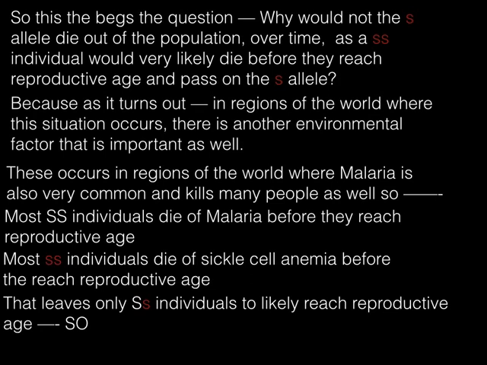Well, this doesn't happen, as it turns out, because in these regions of the world there's another environmental factor that's important as well. In the regions where you have a high prevalence of sickle cell alleles, malaria is also very common, and that disease, caused by a parasite, kills many people as well. So most of the homozygous dominant big S individuals will die of malaria before they reach reproductive age. Most homozygous recessive individuals die of sickle cell anemia before reproductive age, and that leaves only the heterozygote individuals likely to reach reproductive age.